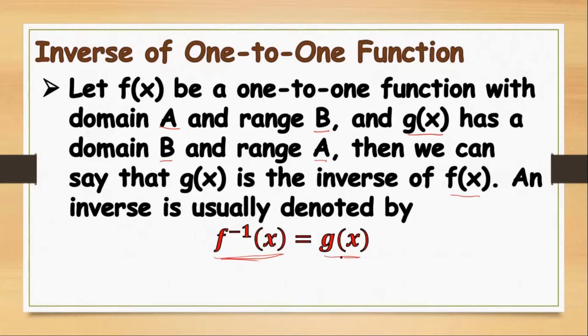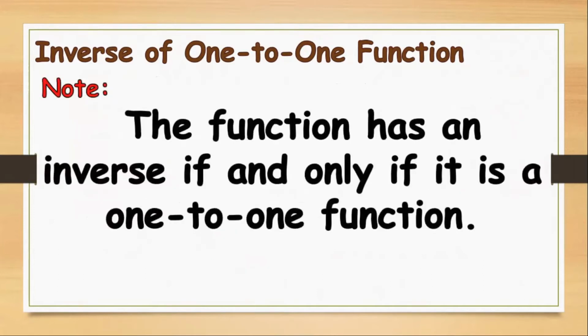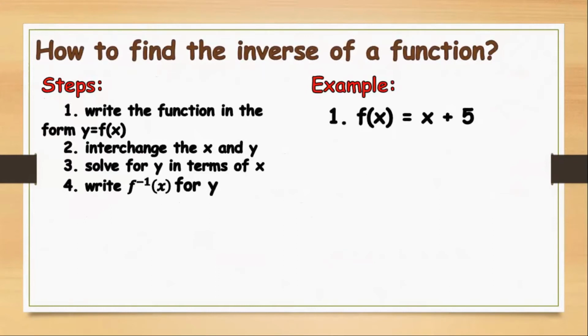And the g of x is the second function that we get after interchanging the domain and the range. So if we are going to find the inverse of the function, we have to change the domain into the range of the other function, and the range will be the domain of the second function. So let's continue. Note that the function has an inverse if and only if it is a one-to-one function. So, how to find the inverse of a function?